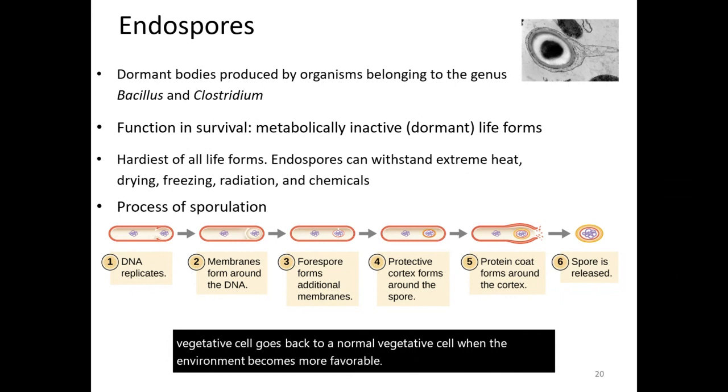In order to form an endospore, the cell is able to detect that the environment is becoming questionable, and the organism is going to copy its DNA. You can see this down here in step 1. Notice it starts to form a membrane around this DNA. It's kind of walling off this DNA.